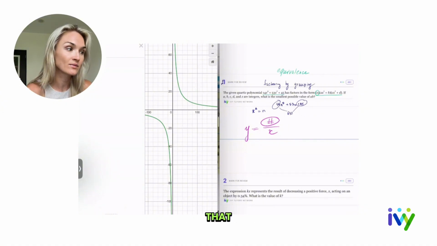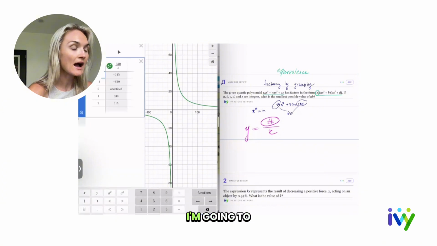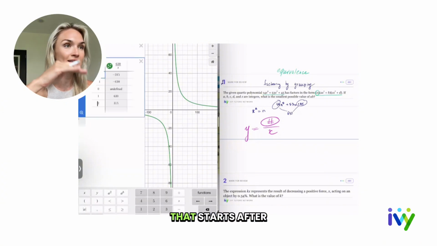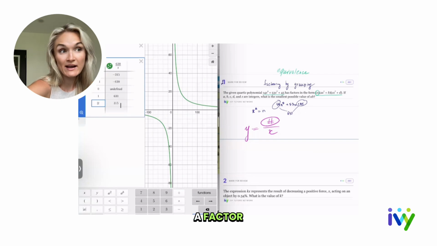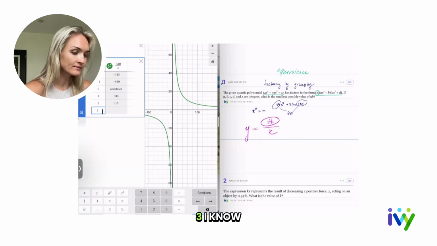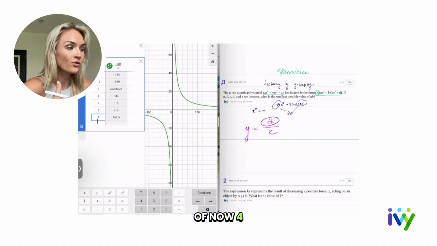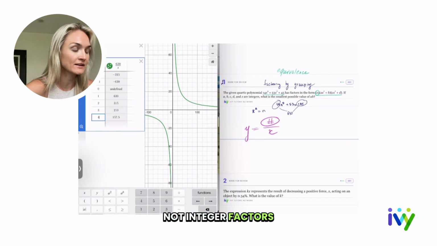Do you know how to do that? Wouldn't you just click the settings, right? And then the table option. Very good. I'm going to start at everything that starts after 1. I immediately know that 2 and 315 is a factor, but 2 and 315 is not going to help me because it doesn't add up to 53. I could try 3. I know 3 and 210. I can try 4. And 4 and 157.5 is not something I'm interested in because it's not a whole number. So those are not integer factors.